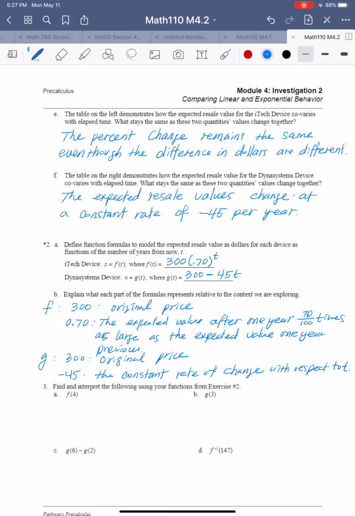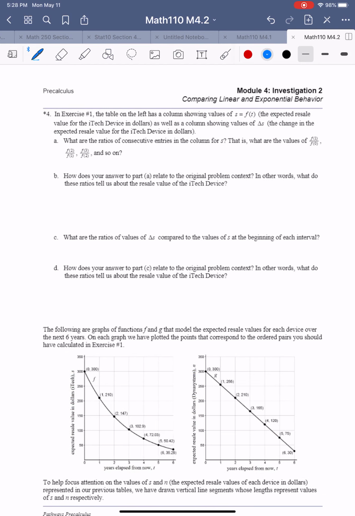Okay, so interpret the following using your function from exercise 2. So I think I can skip that one. So f of 4, you can use the 4 for the f function, so after 4 years, what is the price of the item? But I don't need to do number 3. Okay, so let's go to number 4.